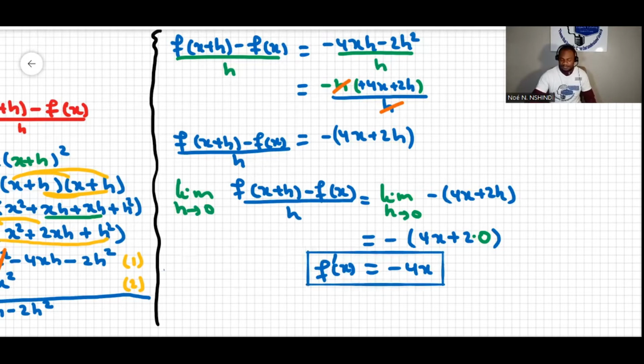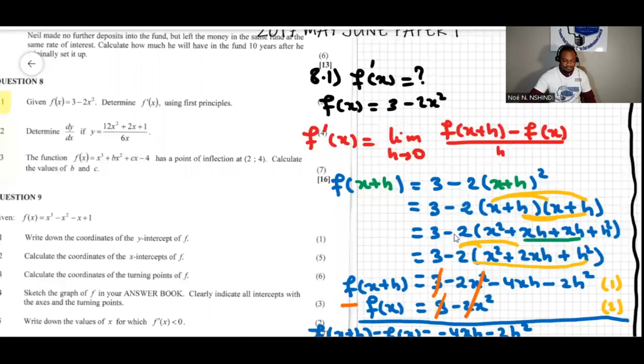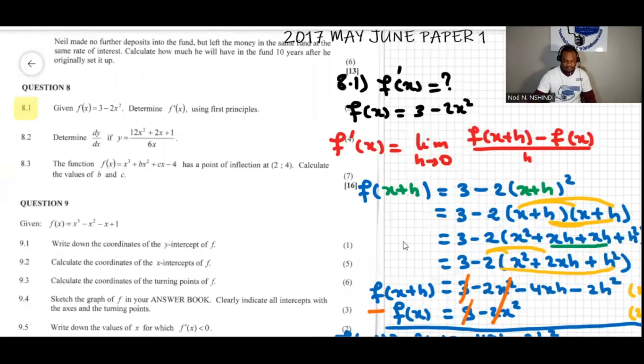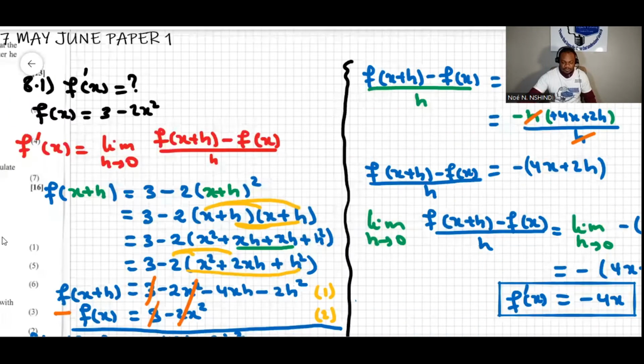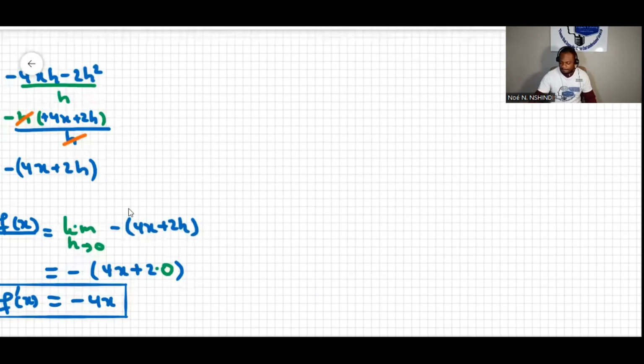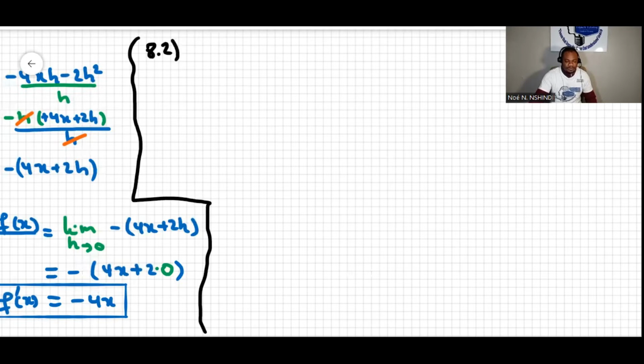Okay, the following question is question 8.2. Over here, the question says determine dy over dx if y equals 12x squared plus 2x plus 1 over 6x. Okay, now 8.2, we are looking for dy dx.